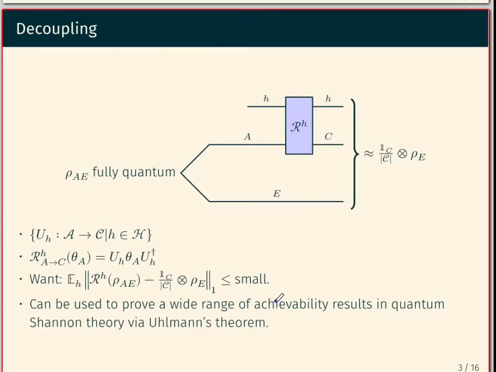And this is interesting in particular in quantum Shannon theory, because it can actually be used to prove a wide range of achievability results via Uhlmann's theorem, which says basically that if we can show that, let's say, the output of, let's say, the environment of some channel is completely decoupled from the purification of a state of interest, then we can turn this around and say that the actual receiver has a good decoder and is able to recover what they're supposed to recover, but I won't get into this here.